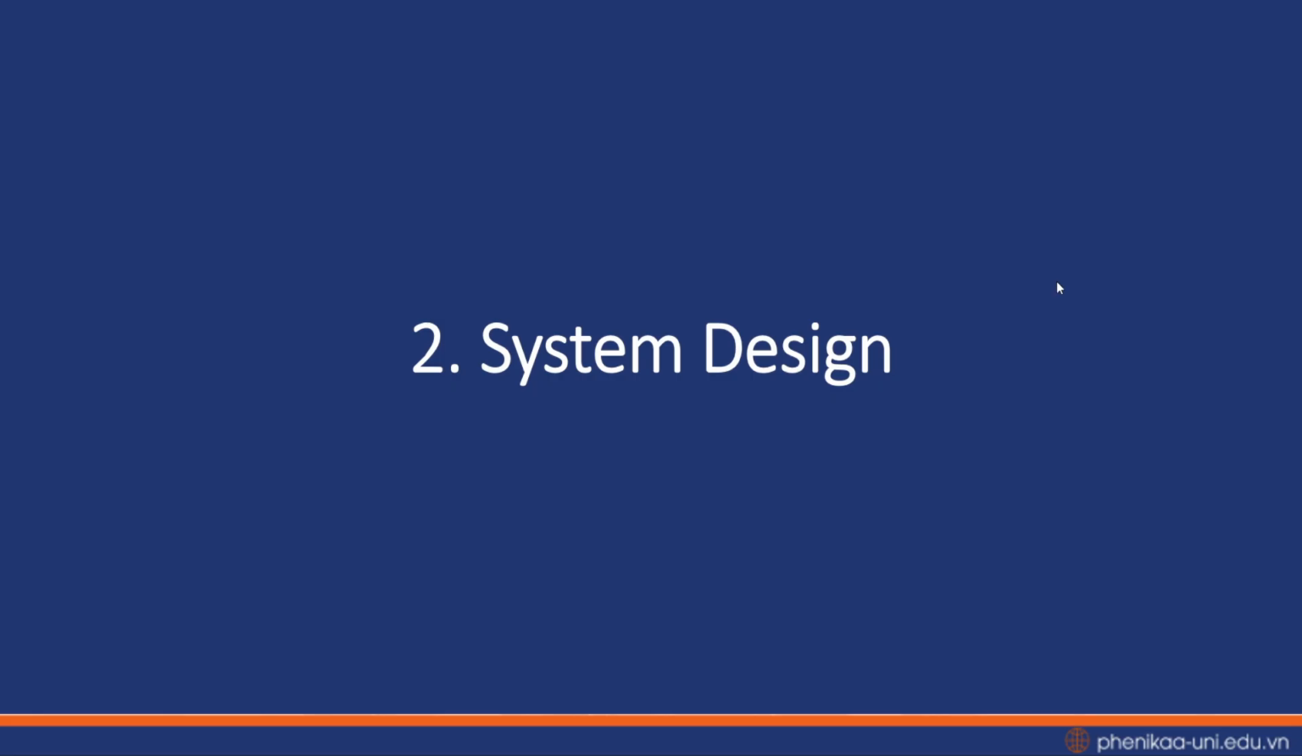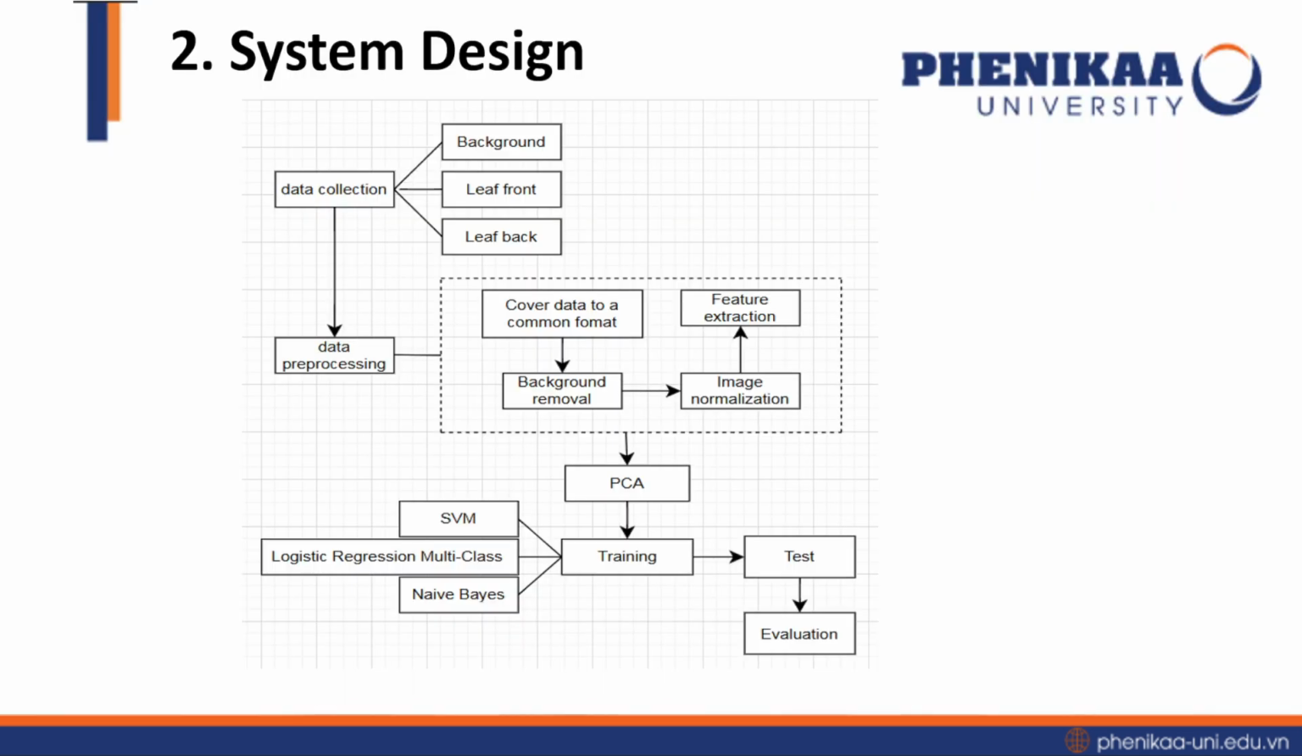Second is system design. The tree classification process based on leaf characteristics starts with data collection, where images of leaves are taken from different angles and components. The data then goes through pre-processing to ensure consistency. Images are converted to a common format, backgrounds are removed, and normalization is applied for size and brightness.